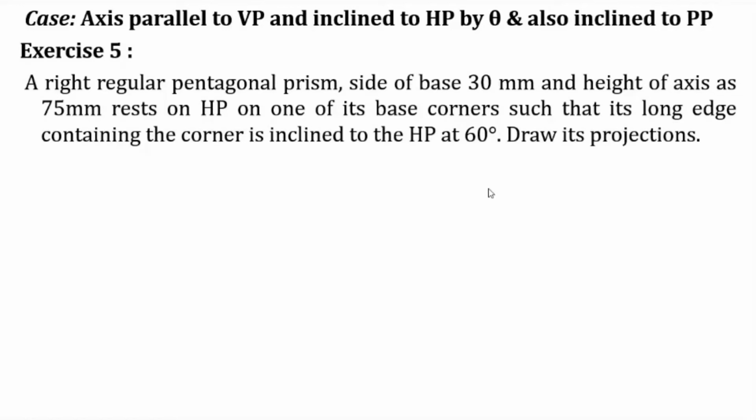In the case of a prism, the long edge will always be parallel to the axis. So any angle that is given to that particular long edge will be applicable to the axis also. So if its long edge containing the corner is inclined to the HP at 60 degree, that means the axis is inclined at 60 degree to HP.